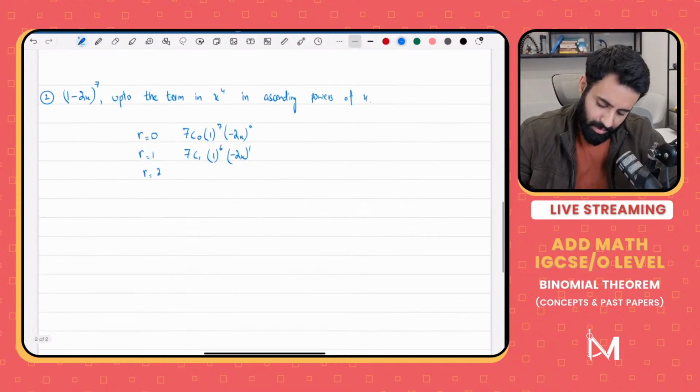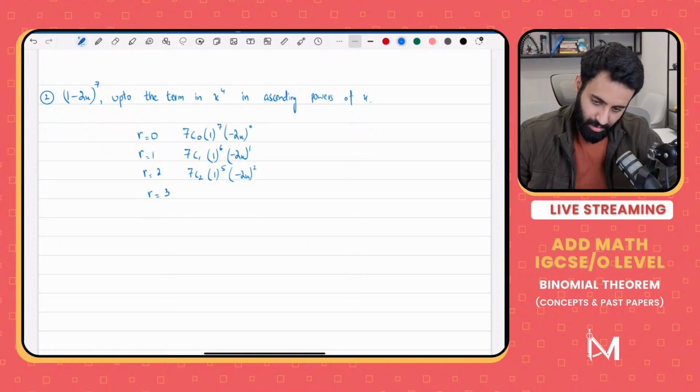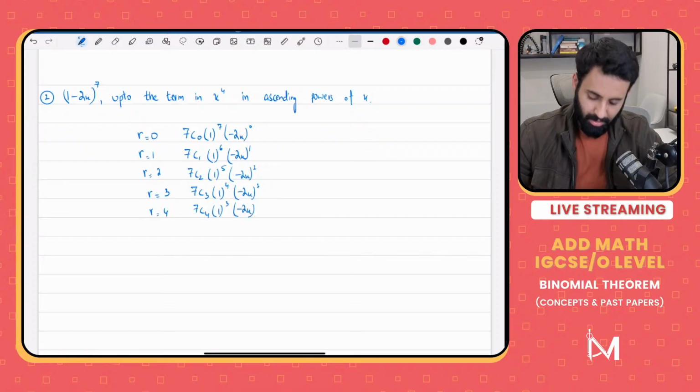Okay. 7c2, 1 raised to the power 5, minus 2x raised to the power of 2. Then r equals 3. That would be 7c3, 1 raised to the power 7 minus 3, which is 4, minus 2x raised to the power of 3. And then r equals 4, which means 7c4, 1 raised to the power of 7 minus 4, which is 3, and minus 2x raised to the power of 4.